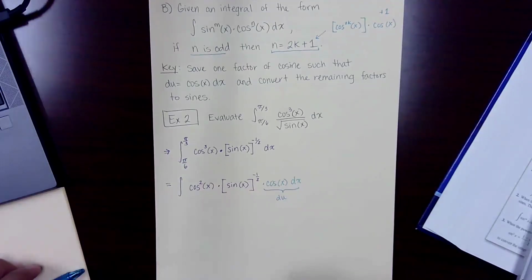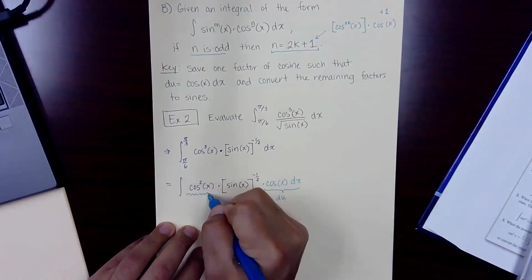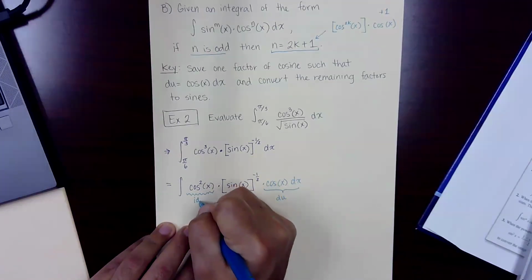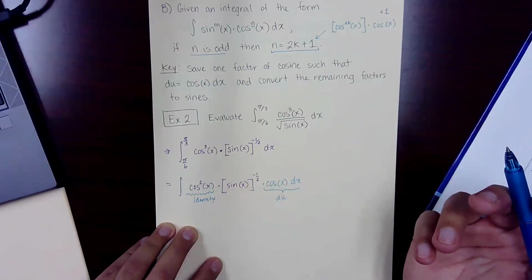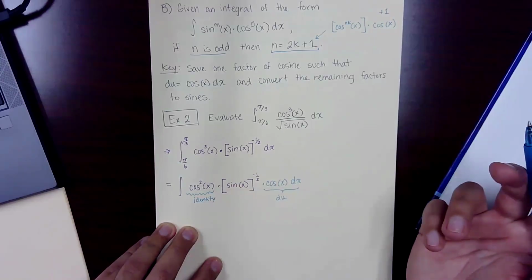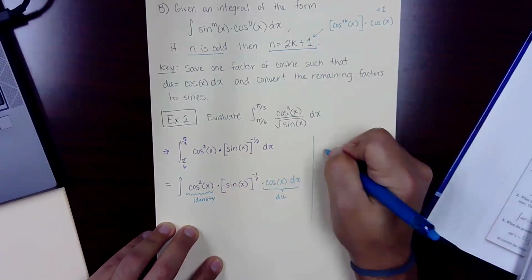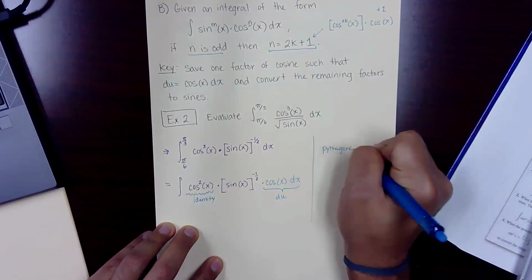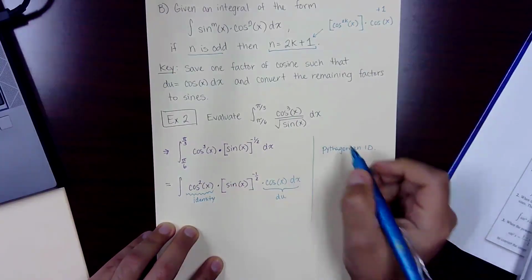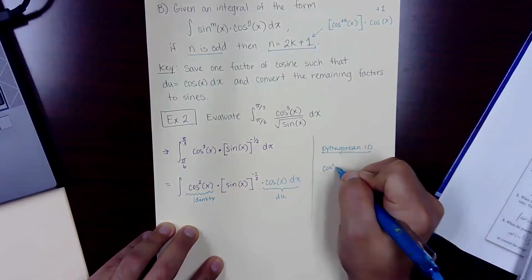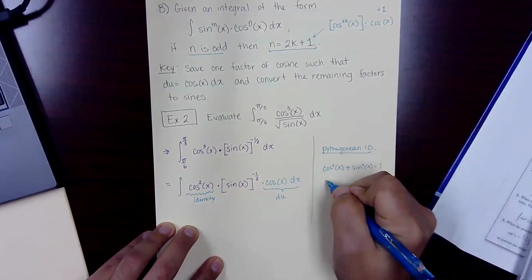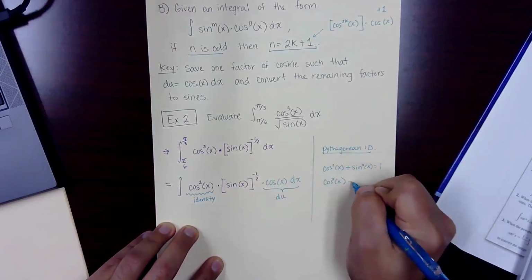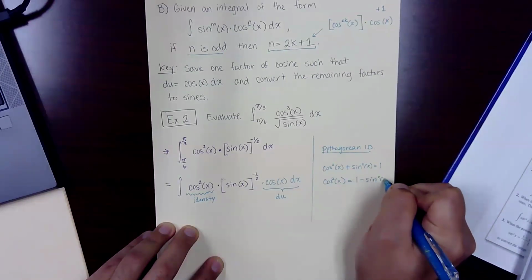which means we want to write everything in terms of sines. So for this guy over here, we want to use an identity. And whenever I'm seeing a cosine squared, I'm thinking to myself, let's go ahead and try the Pythagorean identity there. So if we go over here to the side, remember the Pythagorean identity, then that means cosine squared of x plus sine squared of x is equal to 1. So cosine squared of x is equal to 1 minus sine squared of x.